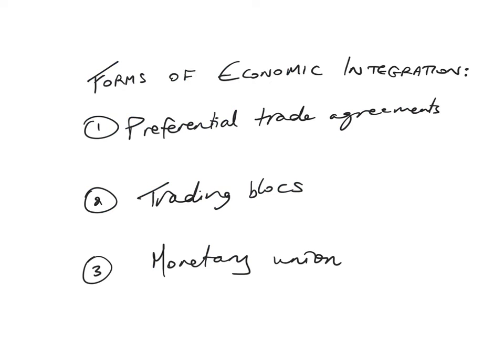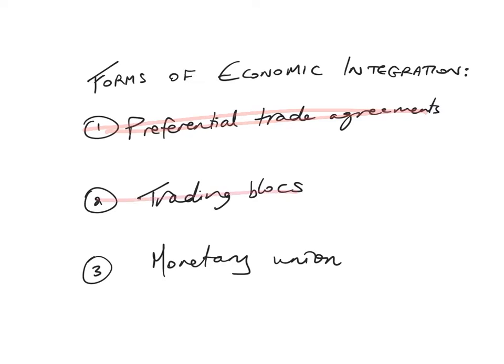So basically economic integration is any attempt between two countries or more to trade more freely and to integrate their economies a bit more. There are three forms of economic integration that are listed in the IB Economics syllabus. The first is preferential trade agreements. I'll talk about that first.